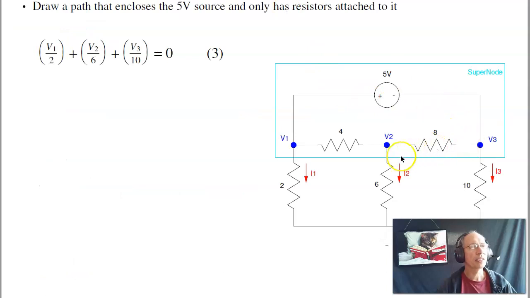The idea is to draw a closed path. For example, here in cyan, I've got a closed path. The current out of that closed path has to be 0, and that'll be I1 plus I2 plus I3. So my third equation will be V1 over 2 plus V2 over 6 plus V3 over 10 equals 0. That's called a supernode because I'm enclosing more than one node in this supernode.